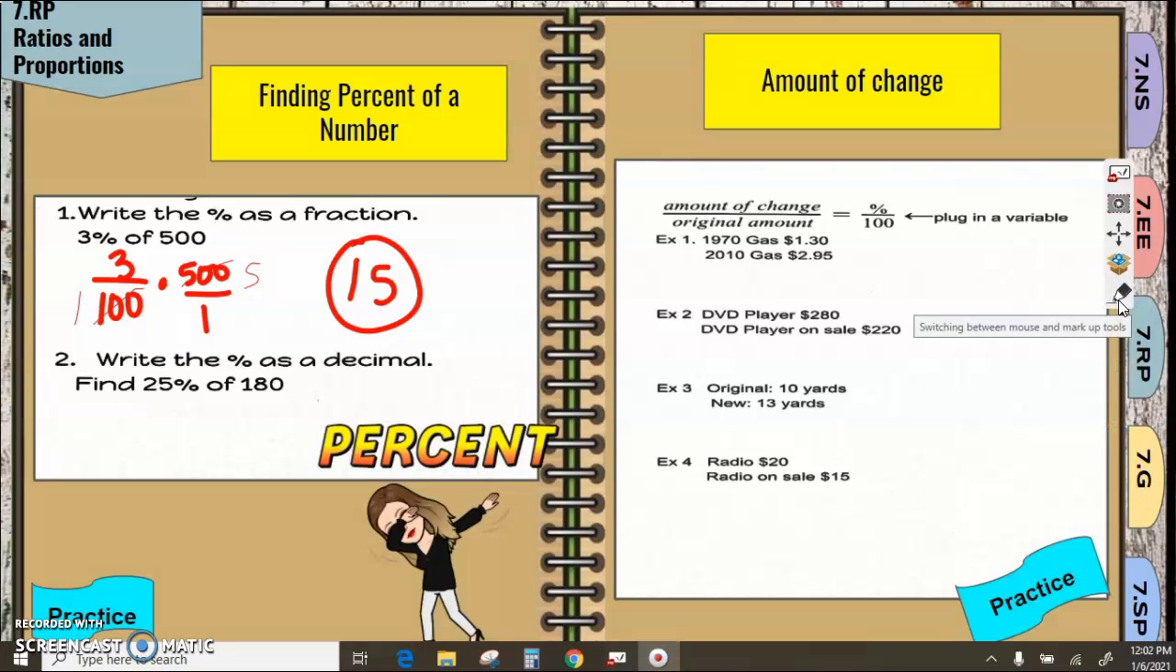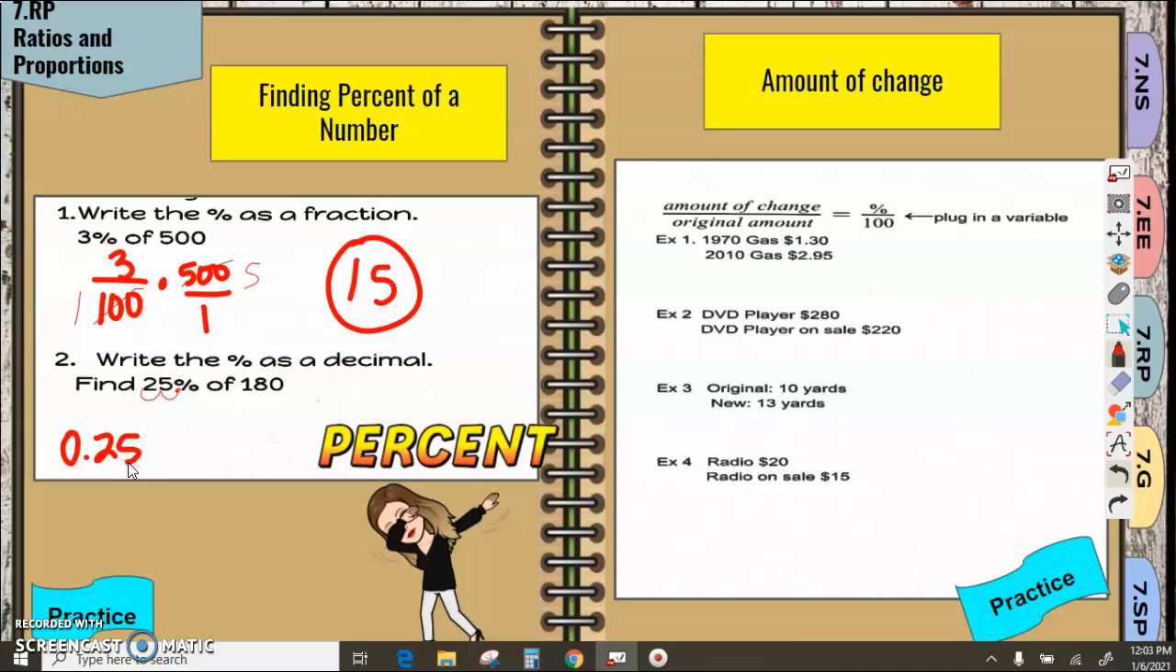All right, the other way that you can do it is you can write the percent as a decimal. So just like we did with 3 out of 100, 25% is also out of 100. So to turn that into a decimal, I'm going to divide 25 by 100. All that means is you take the decimal. If there's not a decimal, then the decimal's at the end of the number, and you move it to the left 2 places. So that gives me 25 hundredths. That's all you're doing when you're writing it as a decimal. So I've turned 25% into a decimal.